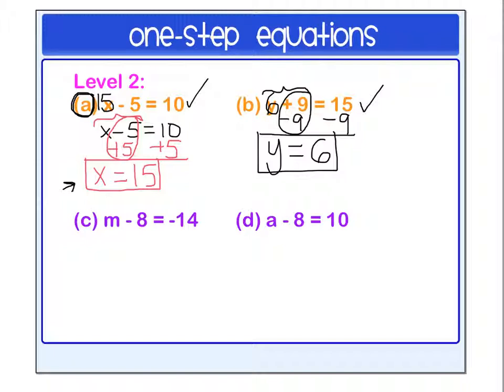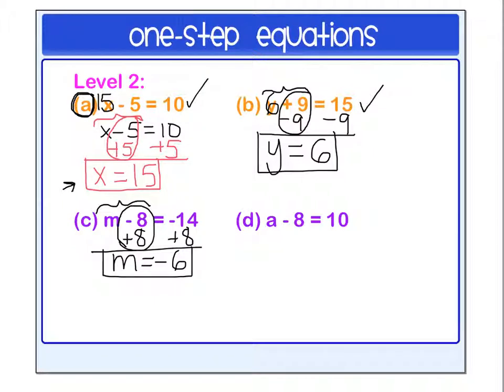So now I'm coming down to problem C, and you'll notice I have a variable on the left-hand side connected to a minus 8. To undo minus 8, I'm going to have to add 8 to both sides. The minus 8 and the plus 8 give me 0, and I get m equals negative 14 plus 8 gives me negative 6. If I were to plug it back in to the top, I'd get negative 6 minus 8. I'd keep it, change it, flip it, and negative 6 plus negative 8 does give me negative 14.